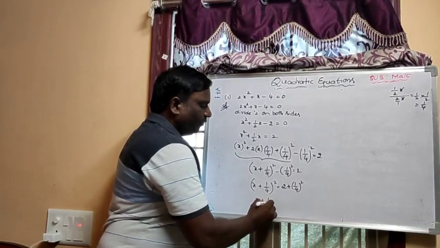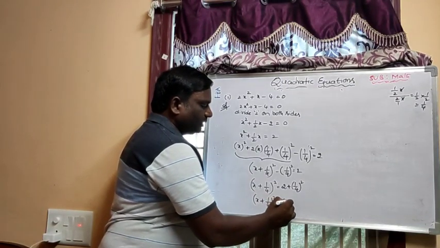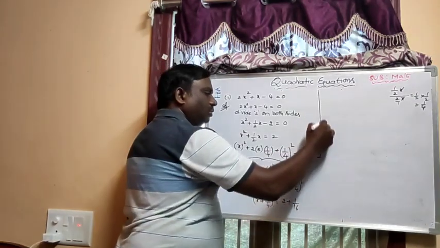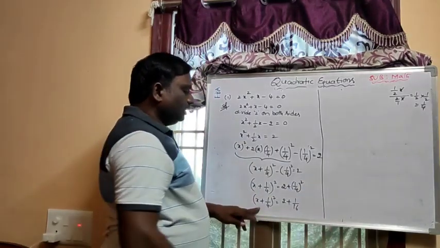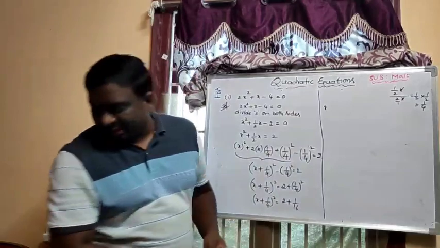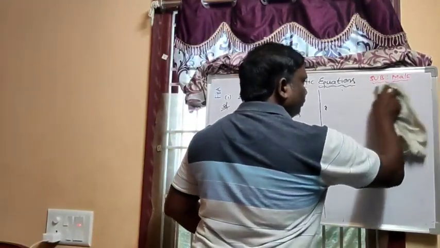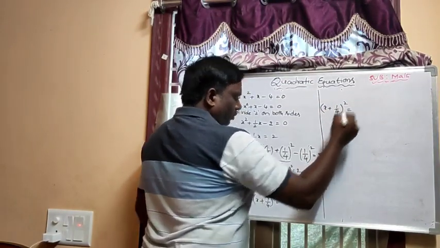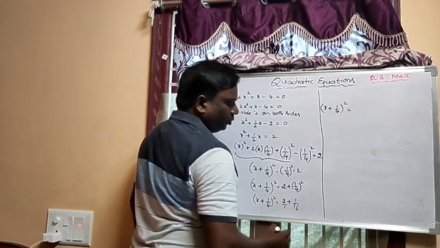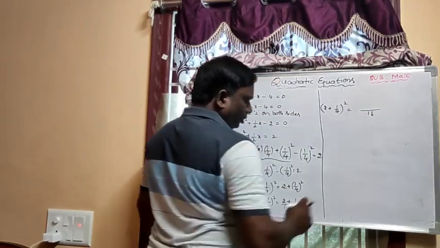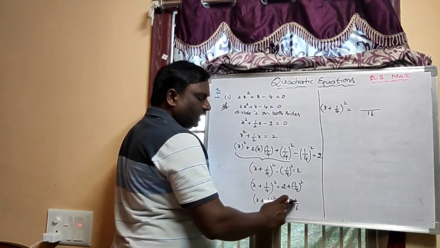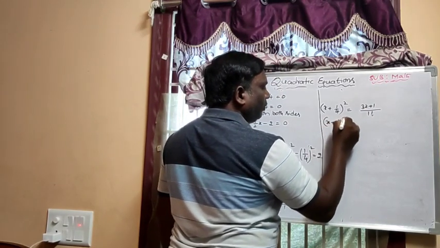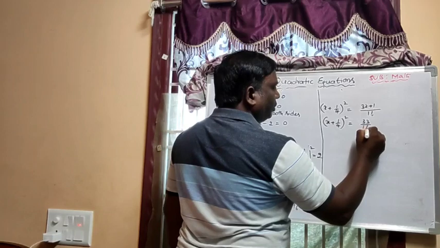Now x plus 1 by 4 whole square equal to 2 plus 1 by 16, since 4 4s are 16. Be careful when you are doing the simplification. So now I am erasing that one. x plus 1 by 4 whole square equal to, this is 2 by 1, LCM is 16, 16 2s are 32, 32 plus 1. So x plus 1 by 4 whole square equal to 33 by 16.